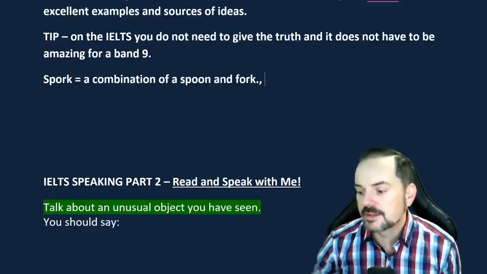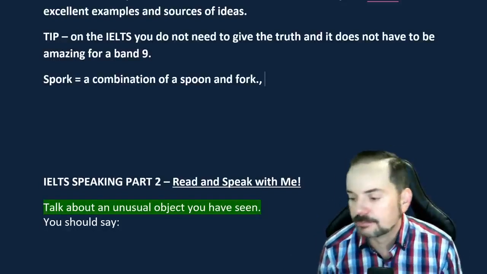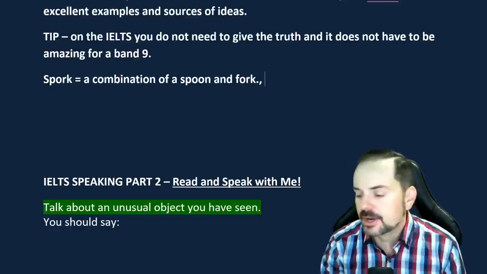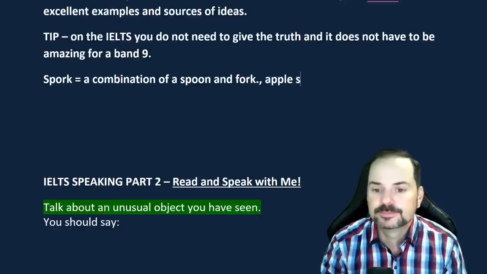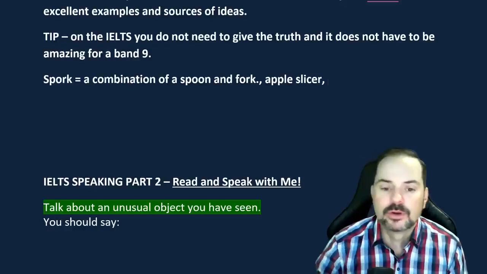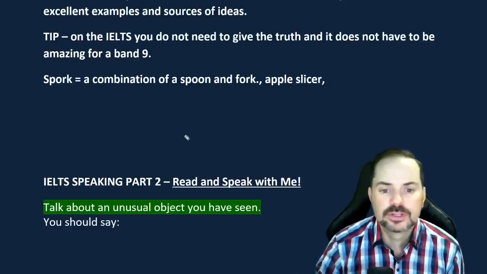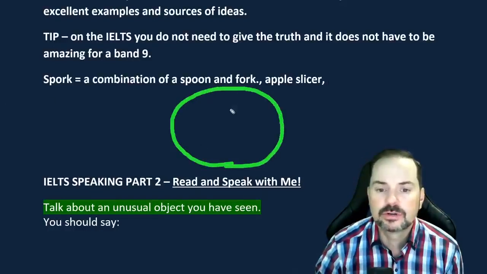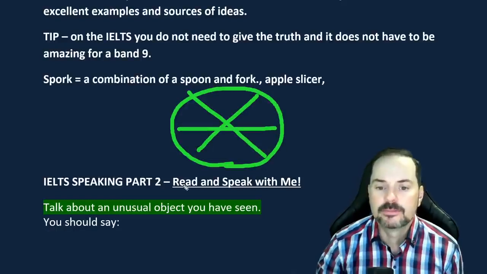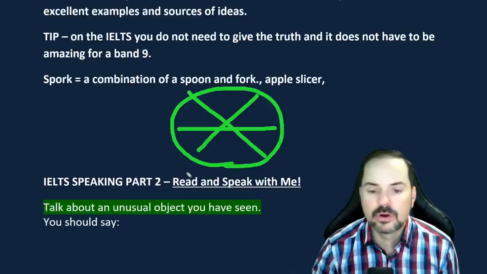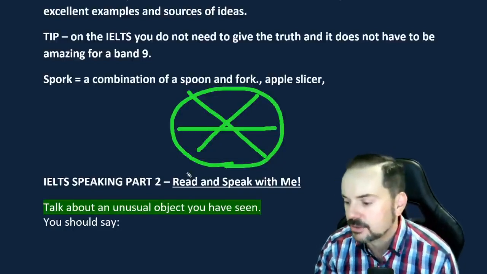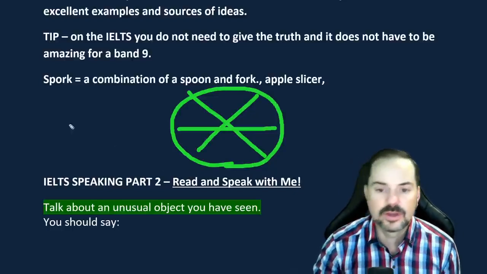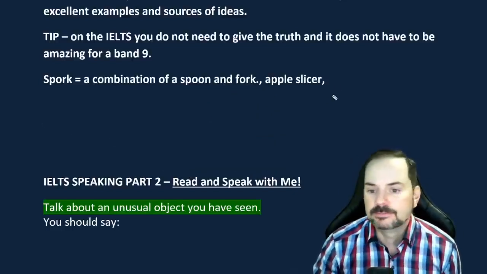Okay, Toolsy says a vegetable chopper. Yeah, sure. I have a kind of unusual tool in my kitchen, Toolsy. It's an apple slicer. If you've seen one of those, the apple slicer looks like a circle, and it's got a big X or star in the middle, and you just push down on the apple and it immediately cuts the apple into slices.